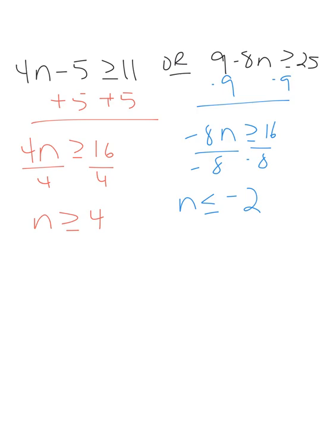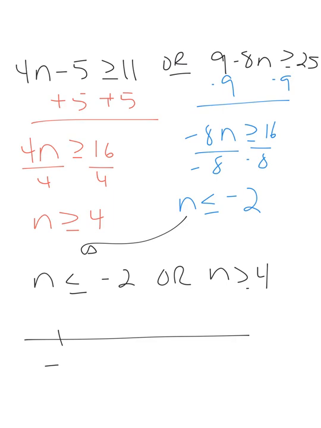So remember, when we write this out, we're going to be putting this on this side. So we have n is less than or equal to negative 2, or n is greater than or equal to 4. Negative 2 and 4. Close it up.